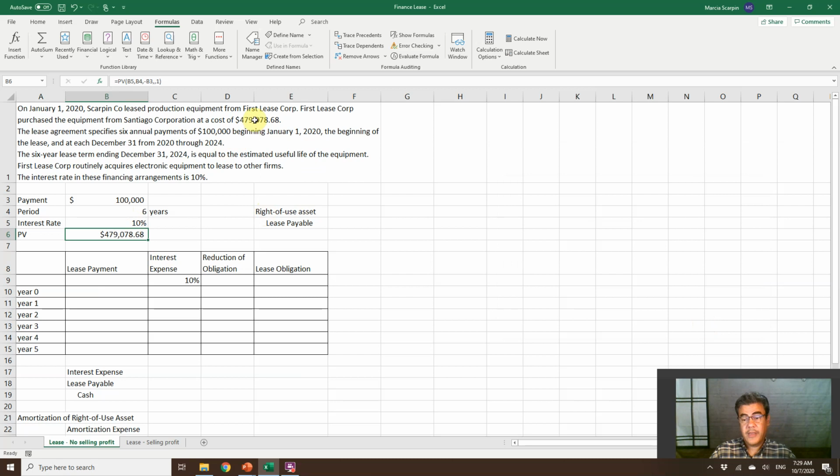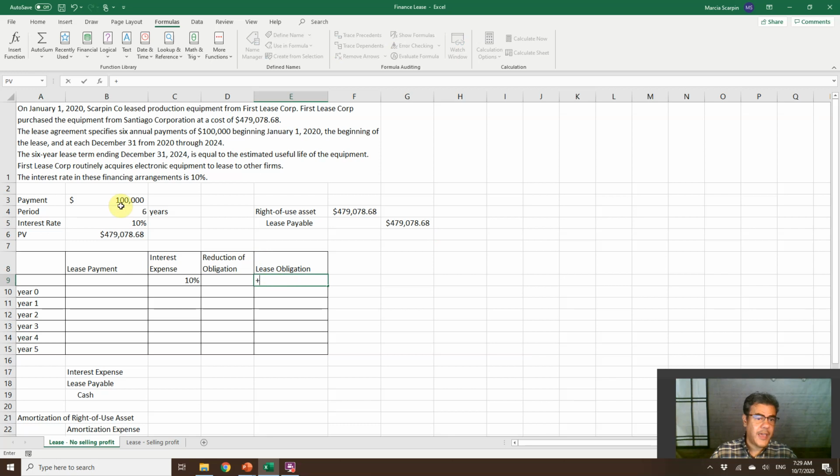So, again, a finance lease. Our journal entry: right of use asset. We don't debit equipment here because we don't have the equipment. We are not the owner. We have the right of use asset and lease payable for 479. And we need an amortization schedule.